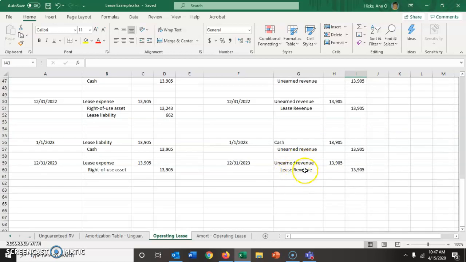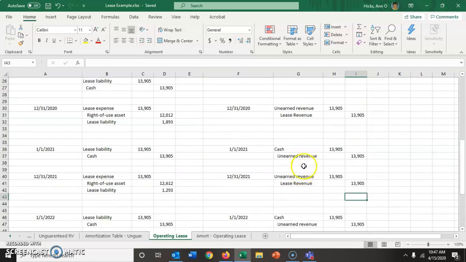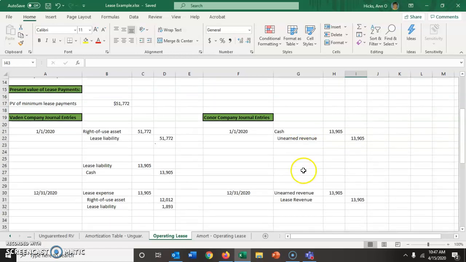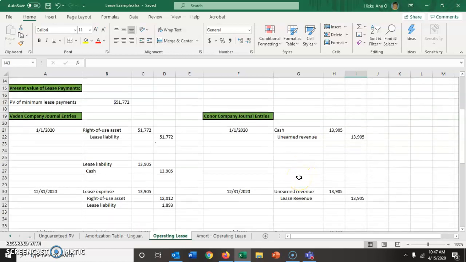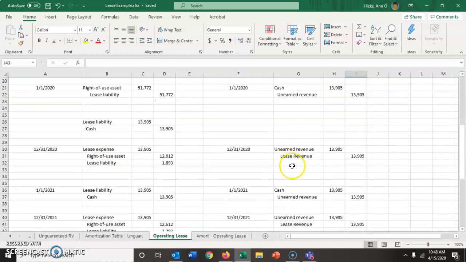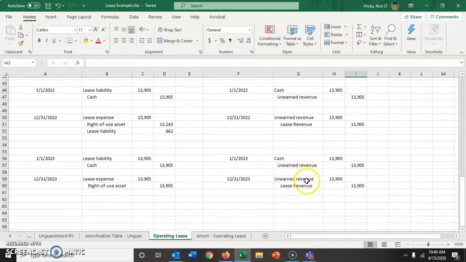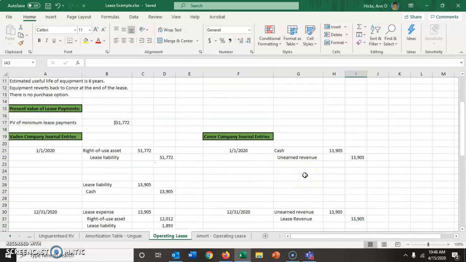Now, the only other entry that they would make, which I did not include here, is because Connor Company has this asset still on their books, they would continue to depreciate it. So you would see depreciation expense, any expenses related to maintenance or insurance or anything remaining on the books of Connor Company.